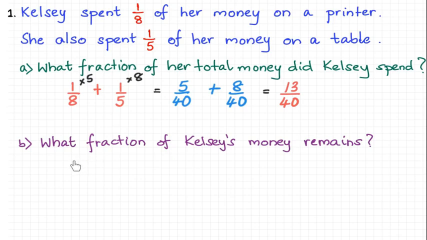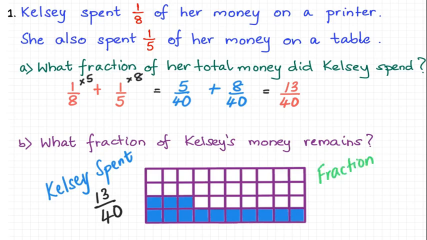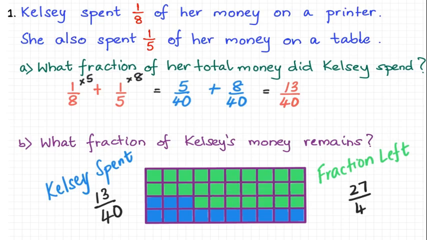In the second part, what we need to find is the fraction of the money left with Kelsey. If these 40 parts represent Kelsey's total money, then we know that she spent 13 parts of it. And thus the fraction of the total money left with Kelsey is 27/40.